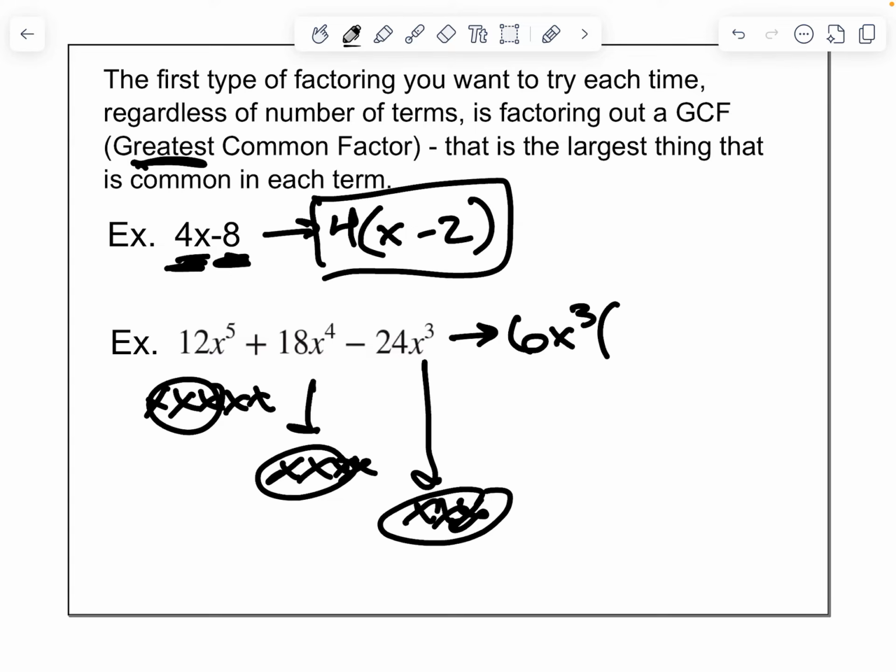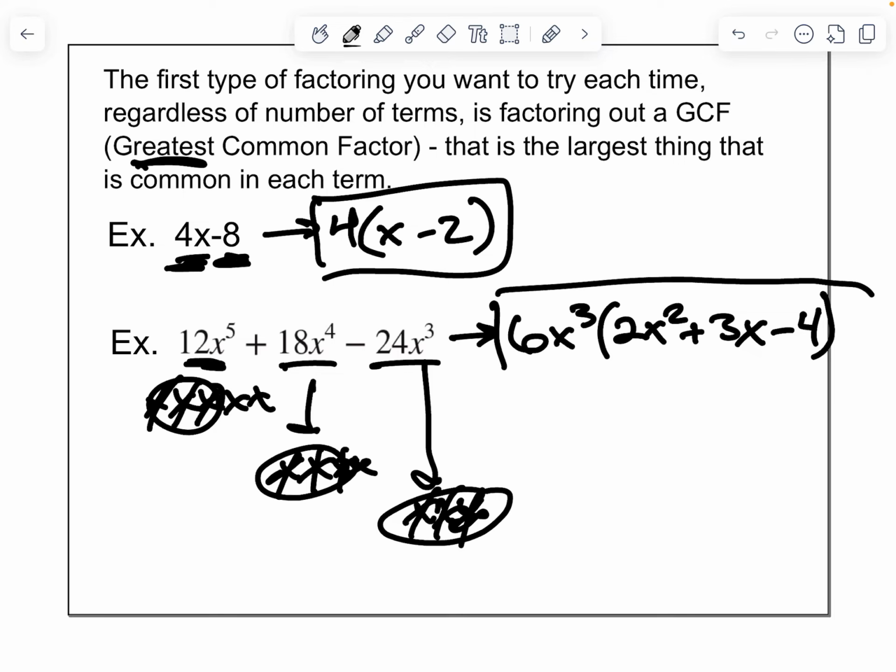If I took a 6x to the third out of this one, I would have, dividing, remember, 2. If I took out all 3 of those x's, I would have x squared left. I'm keeping the same signs between these things. If I took a 6 out of this, I would have 3. And if I took x to the third out, I would have 3 fewer. I would have just a single x. If I took 6 out of this, I would have negative 4. And if I took all 3 x's out of here, I would have no x's left. And so that is my factored form of that expression.